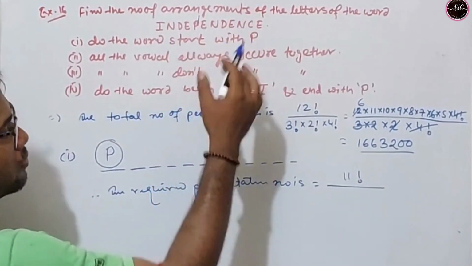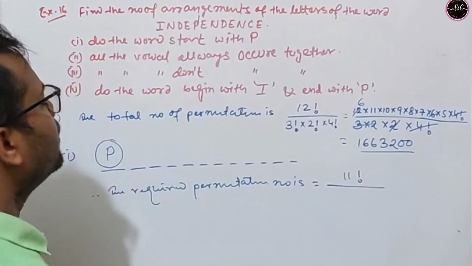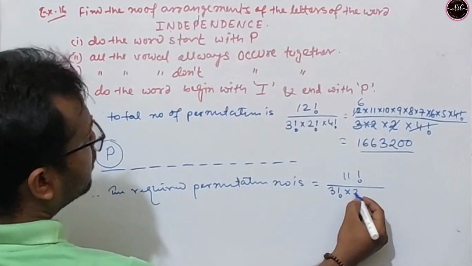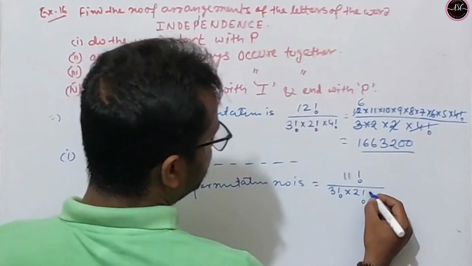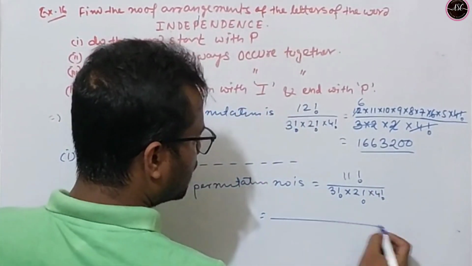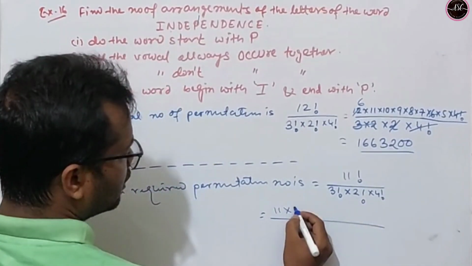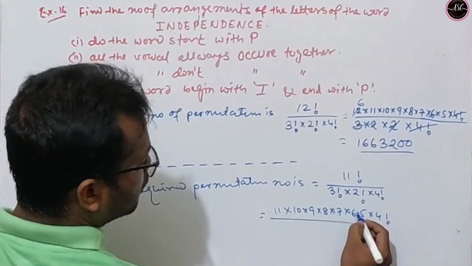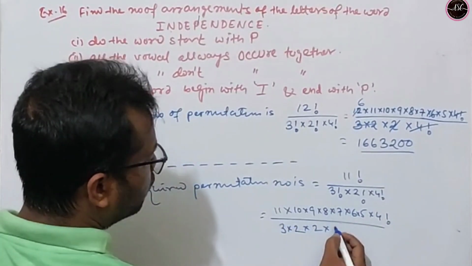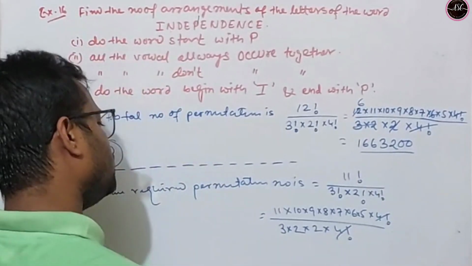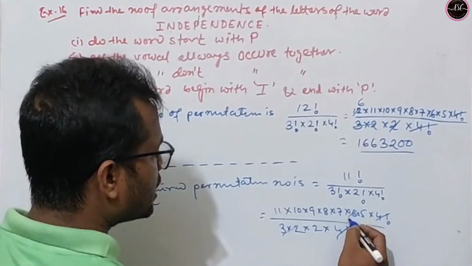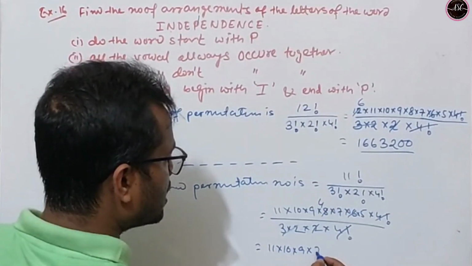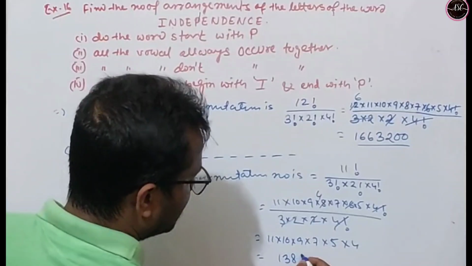Then look at which letters are repeated. So here N is repeated 3 times, D 2 times, E 4 times. So this will be the value. By solving this we get 11 into 10 into 9 into 8 into 7 into 6 into 5 into 4 factorial, divided by 3 into 2 into 2 into 4 factorial. Just cancel out 4 factorial, and 3 into 2 is 6, and this is 4. So 11 into 10 into 9 into 7 into 5 into 4. 1, 3, 8, 6, 0, 0.